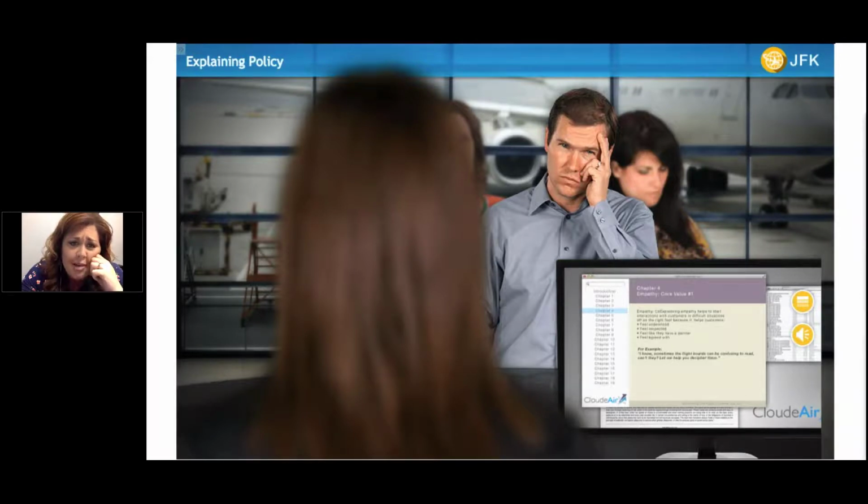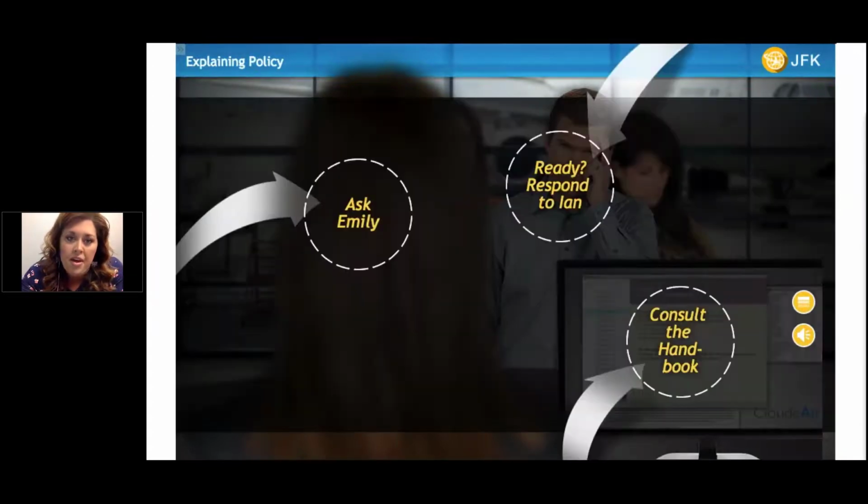So the customer comes up and he's explaining his situation, and he's upset and emotional because there's been a natural disaster. He's worried about his family. He needs to get home, but he can't because his flight was canceled. So how are you going to help him? And then right there within that same view, we give them their options. Do you want to ask your resource, Emily, what she would do? Do you want to consult the handbook? Or do you feel like you're ready to just respond?